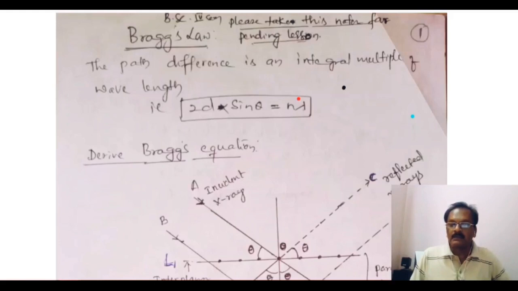The statement says the path difference is an integral multiple of wavelength. Mathematically, we can write it as 2d sin theta = n lambda, where d is the interplanar distance, theta is the angle of reflection or angle of incidence, lambda is the wavelength, and n is the order of diffraction.